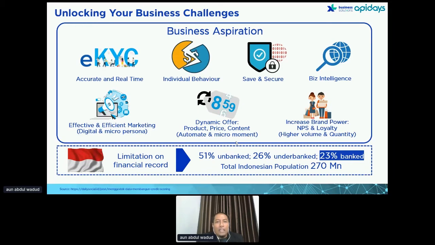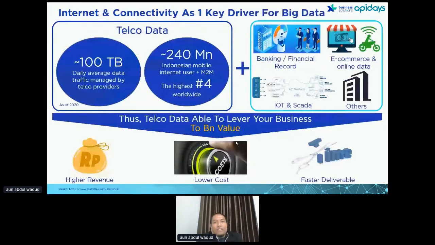And the combination of the telco and also financial or e-commerce or IoT can support your digitalization in order to have higher revenue. For example, you are in the financial services and you want to get faster approval for scoring, then we can actually help you in order to keep some score.